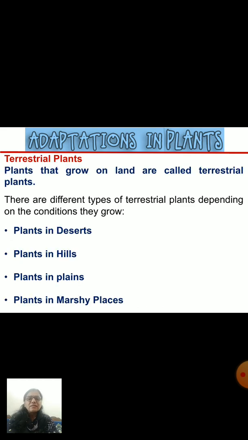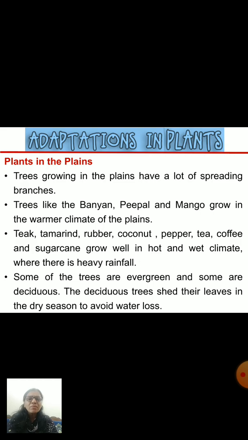The plants that grow on land are called terrestrial plants. There are different types of terrestrial plants, depending on where they grow: plants in deserts, plants in hills, plants in plains, and plants in marshy places. We discussed plants in deserts and plants in hills in our previous period. Today we will continue with plants in plains, right? So, plants in plains. Which are the plants in the plains?